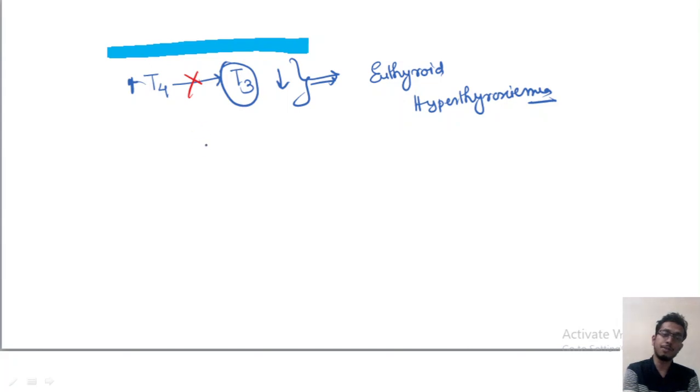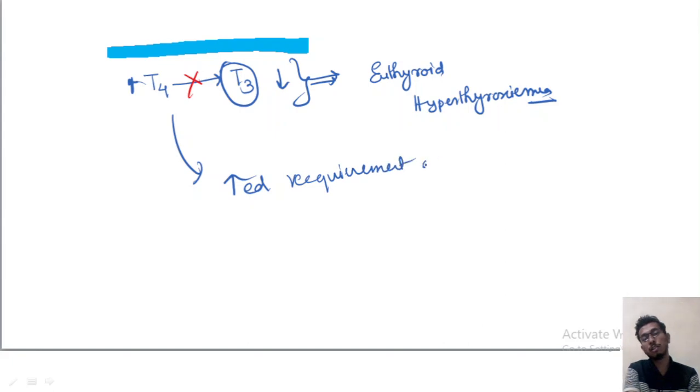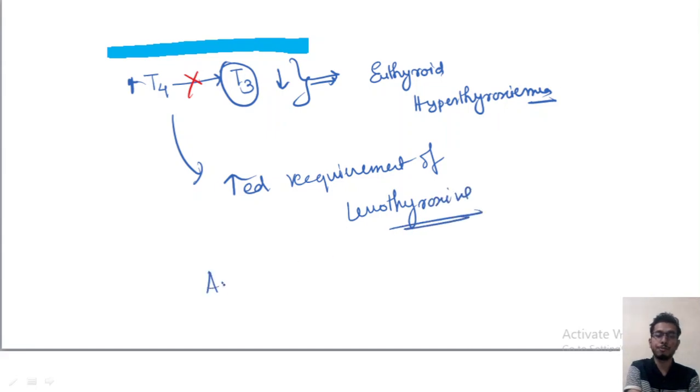Also, as circulating level of T3 is low, there is increased requirement. If a person is on levothyroxine tablet form, there is increased requirement of levothyroxine in a patient on amiodarone. Okay, because we need to give more T3 supplies.